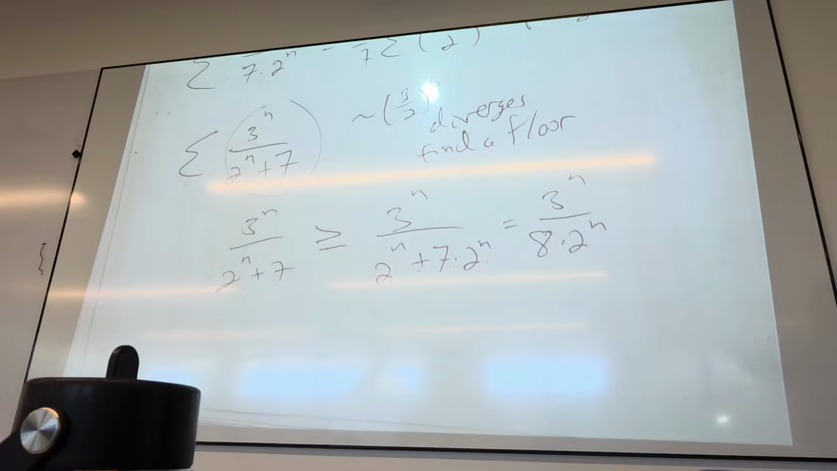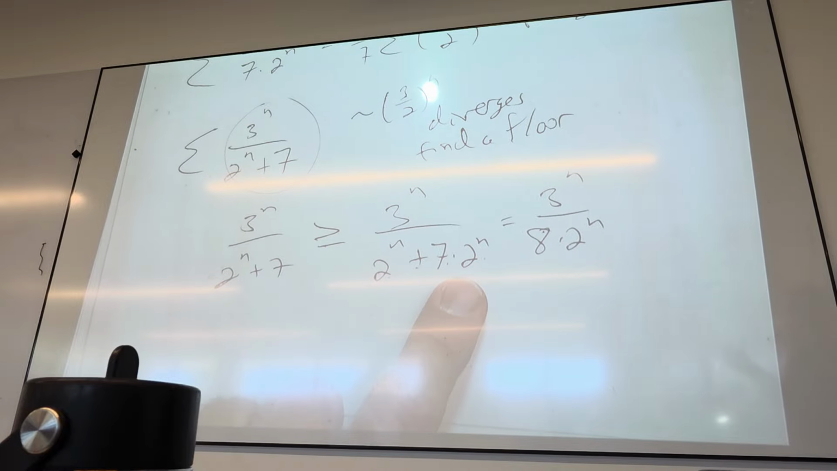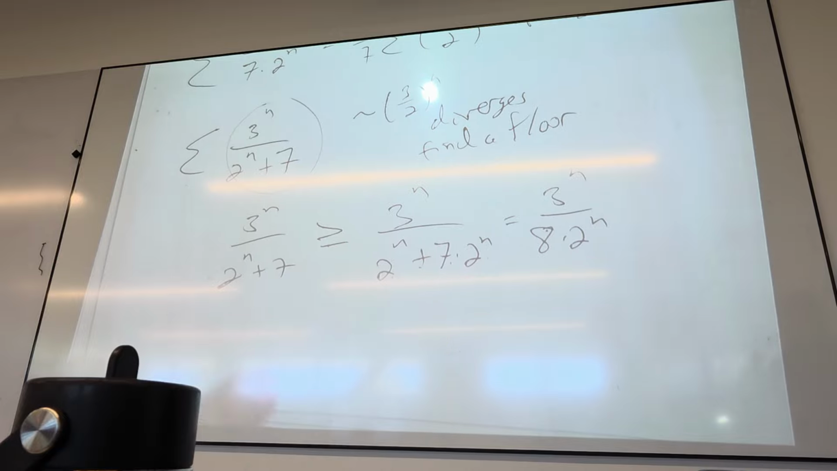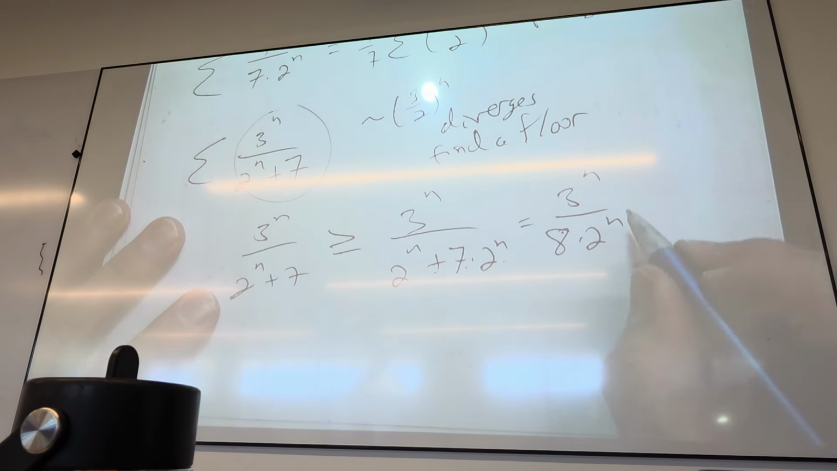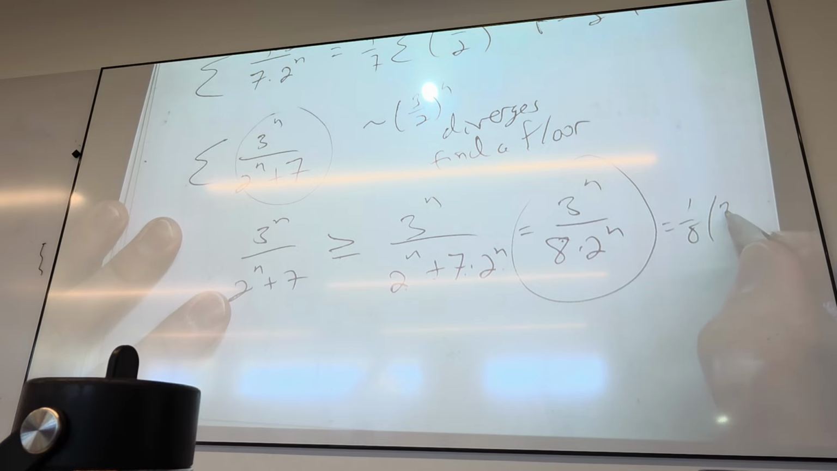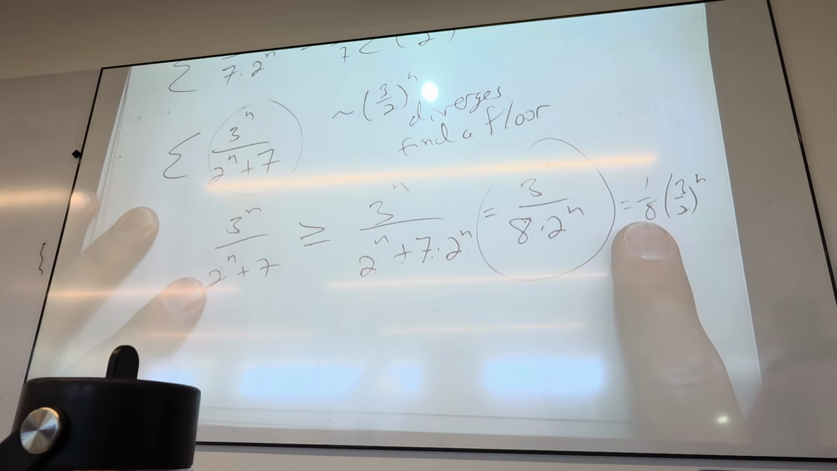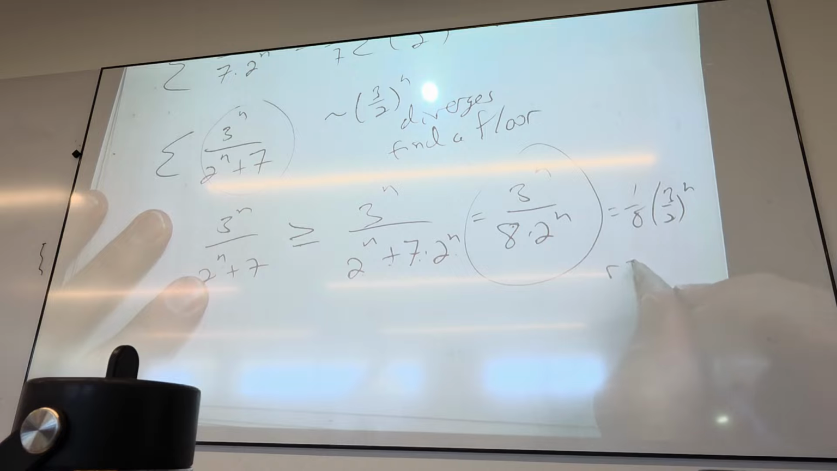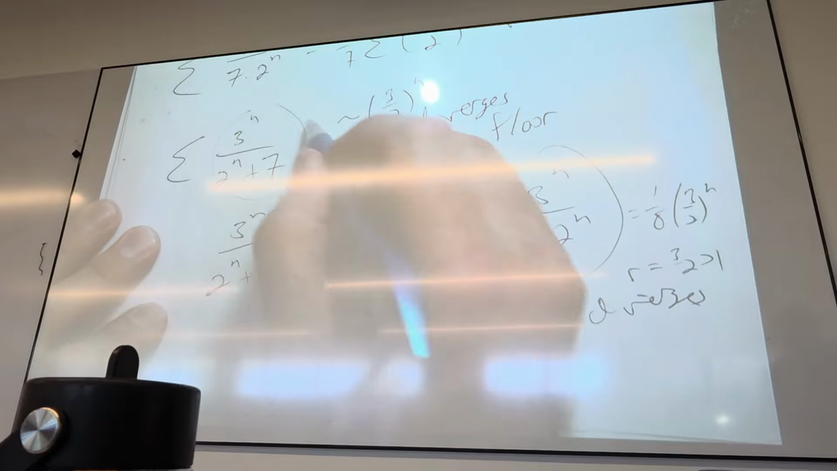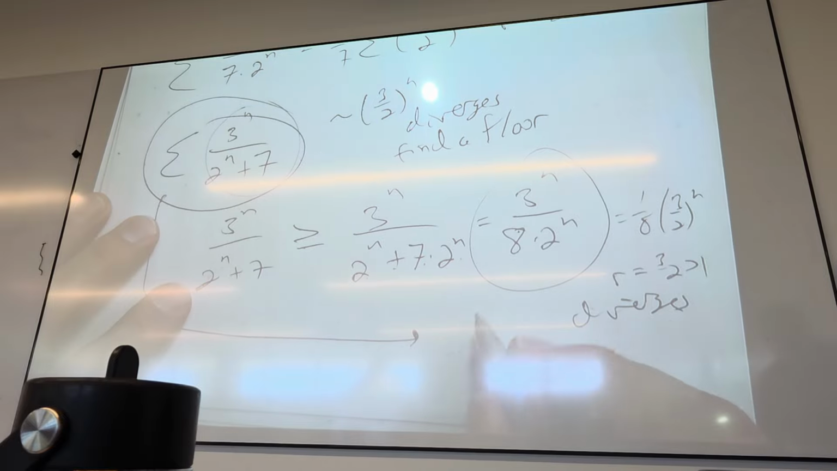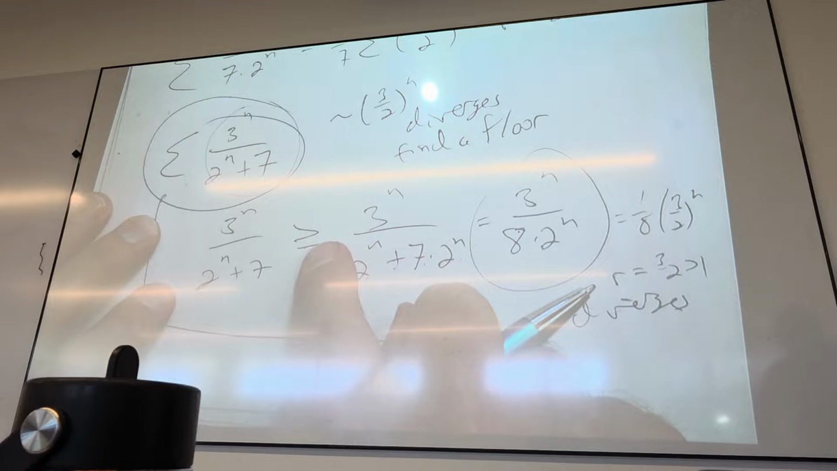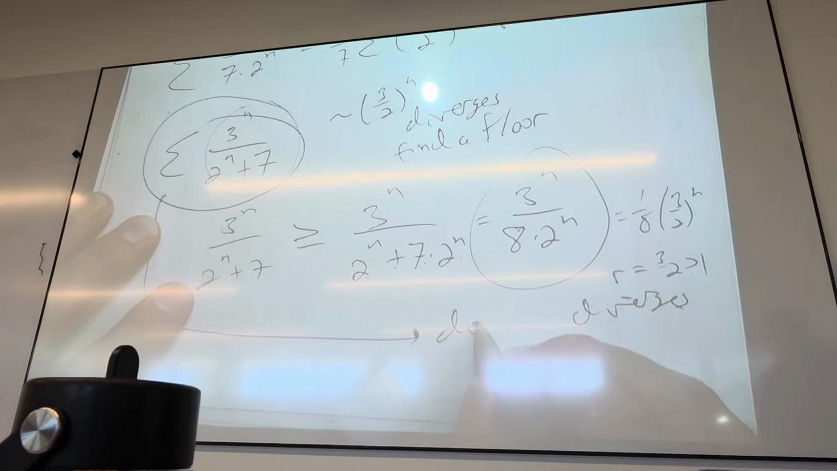By the way, I don't blame you for this. You don't see like terms like this too often, but that's exactly how they always work. How do I make like terms? Whatever's there, I want the other one to look the same, just with some other number of them maybe. And then this is 1/8 of that, and it doesn't matter about the 1/8. What does this do? Diverges. R equals 3/2, greater than 1. Diverges. So therefore ours does what? Diverges. We got a floor. We got something less than ours that diverges. Therefore we must diverge by the direct comparison test. Okay.